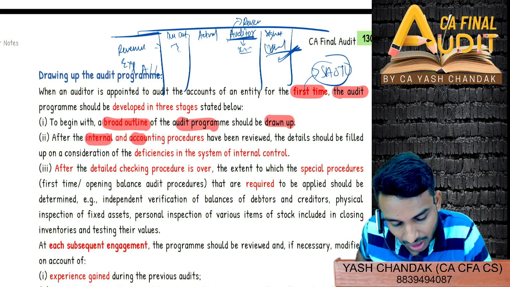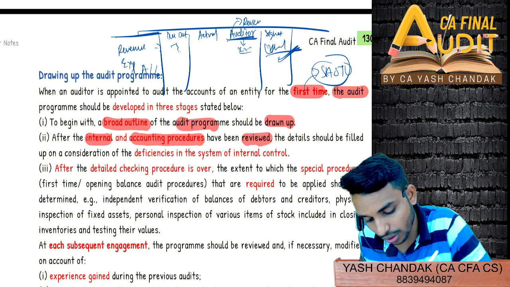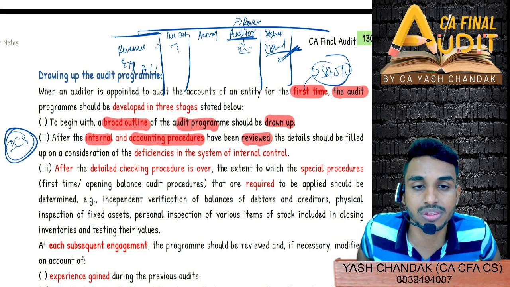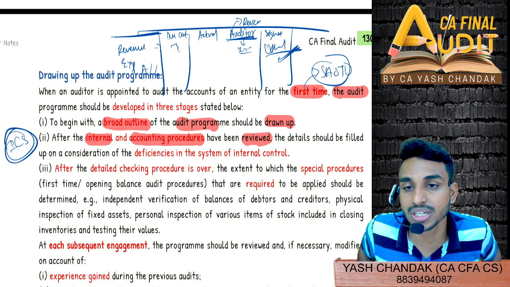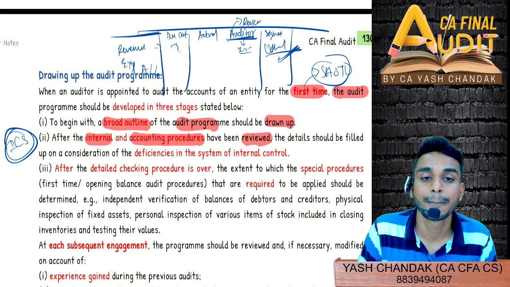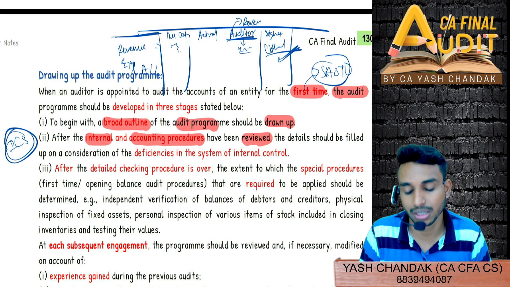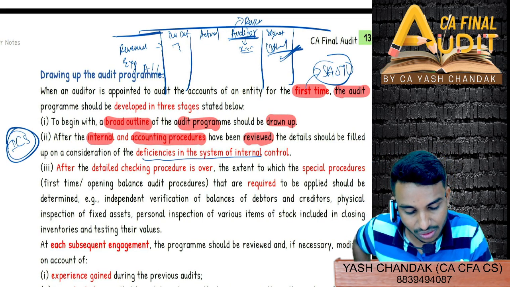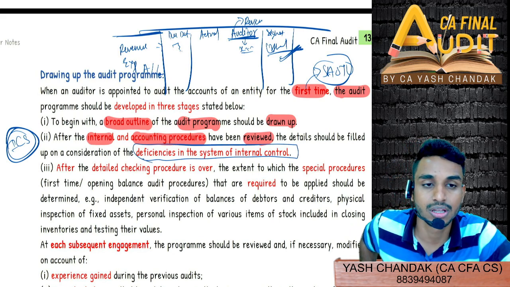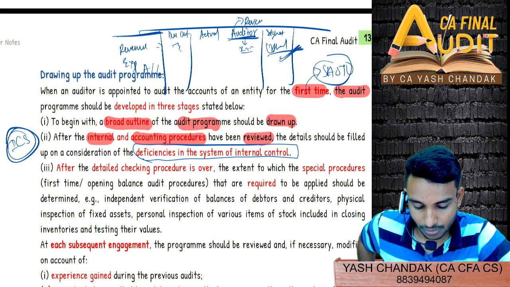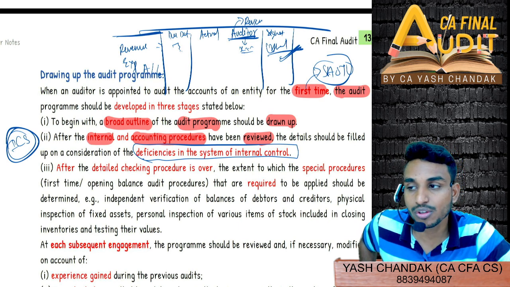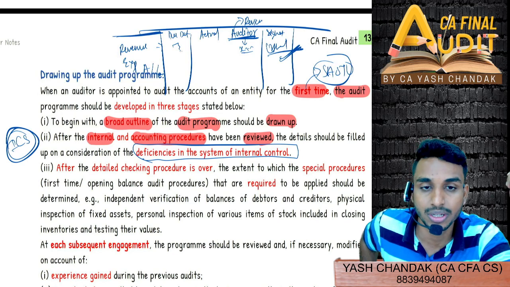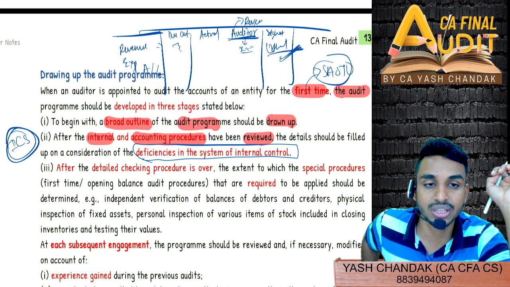And then, after internal and accounting procedures have been reviewed, that means what? Again, I told you, whenever they tell you to plan, you will definitely come out with this point: internal control, IC, accounting policies, accounting procedures. These 2 points you have to mention whenever you are planning or framing an audit program or audit plan. So after the internal and accounting procedures have been reviewed, the details should be filled up in consideration of the deficiency in the system of internal control. What all deficiencies are there? Deficiencies in the internal controls. Based on that, you will again frame your audit program. The depth, the detail, the extent of the procedures that you need to perform will depend upon what? Upon the deficiencies in the internal controls.